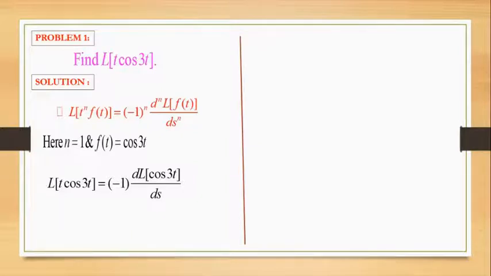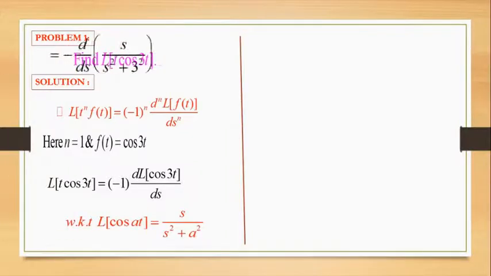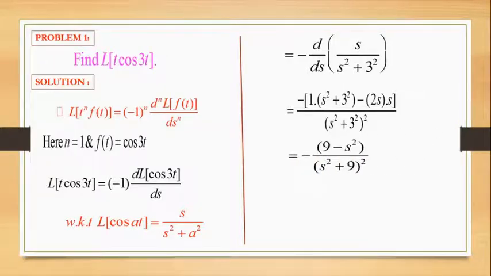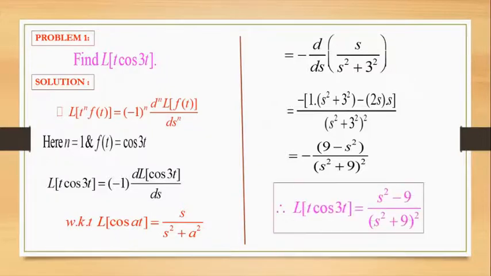Since we know that Laplace of cos at is nothing but s divided by s square plus a square, we substitute that formula and we get minus d by ds s divided by s square plus 3 square. So differentiating it, we get minus of 1 into s square plus 3 square minus 2s into s divided by s square plus 3 square the whole square. When further simplified, we get minus 9 minus s square divided by s square plus 9 the whole square. Therefore, we get the solution Laplace of t cos 3t is equal to s square minus 9 divided by s square plus 9 the whole square.